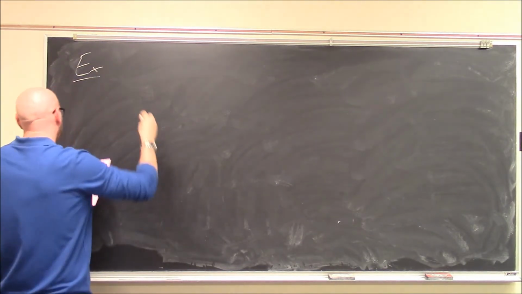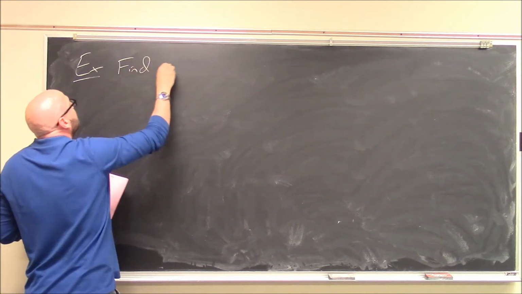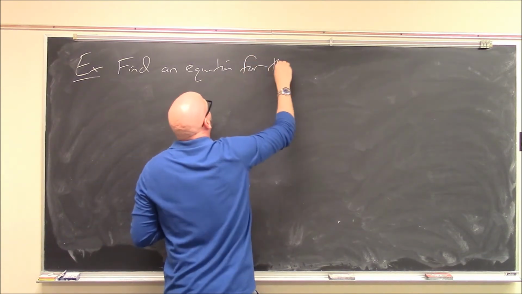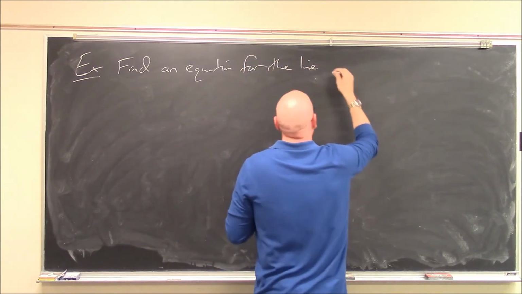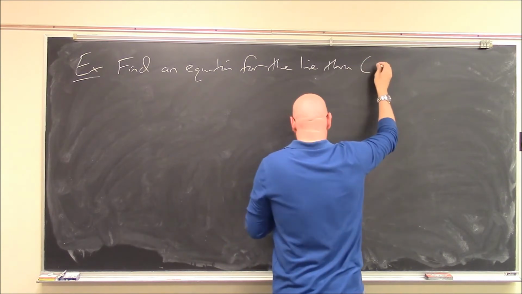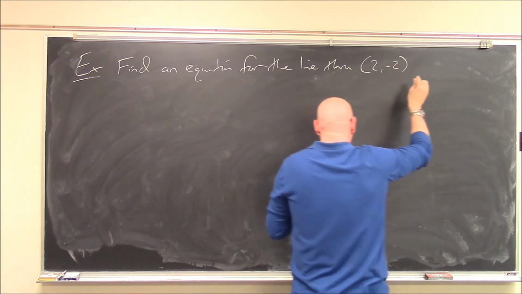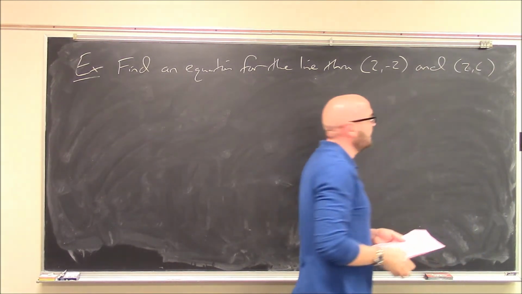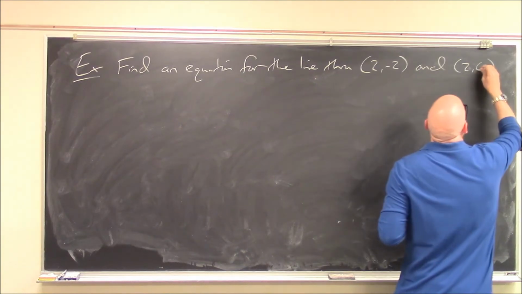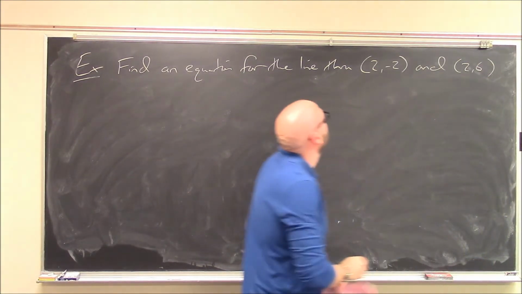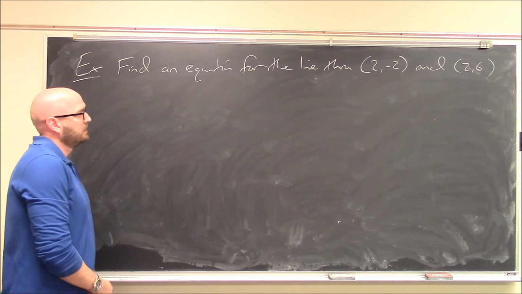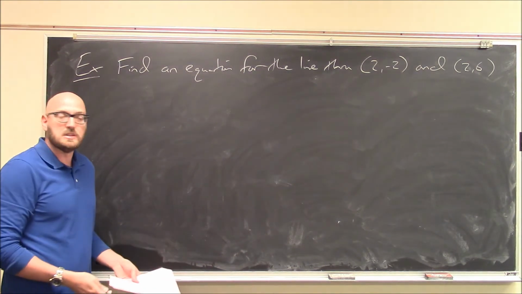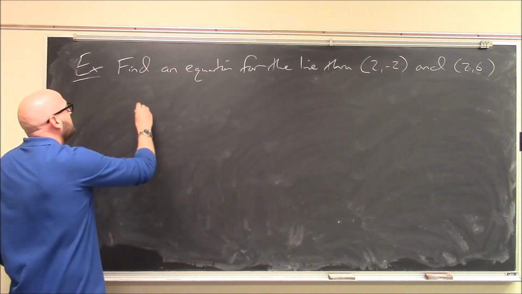All right, so this one's very similar to the last one. Find an equation for the line through (2, -2) and (2, 6). So very similar to the last problem, right? You're given 2 points on the line, you're asked to find the equation, so the technique should be very similar. Let's just jump straight into it.